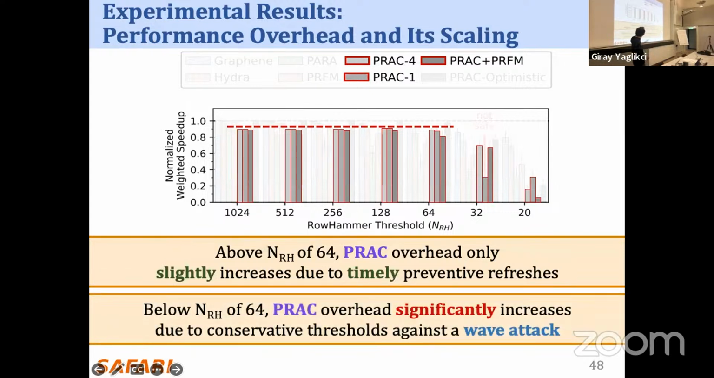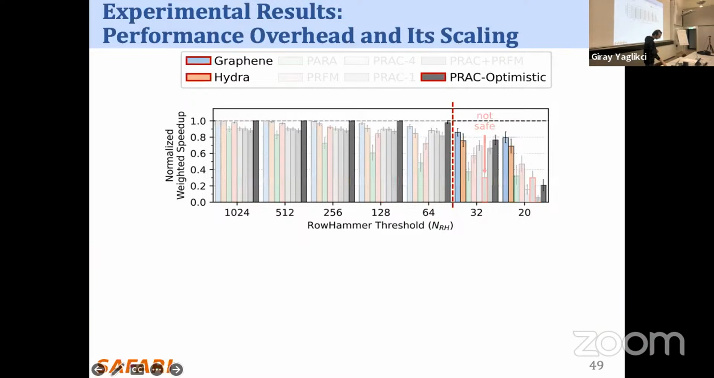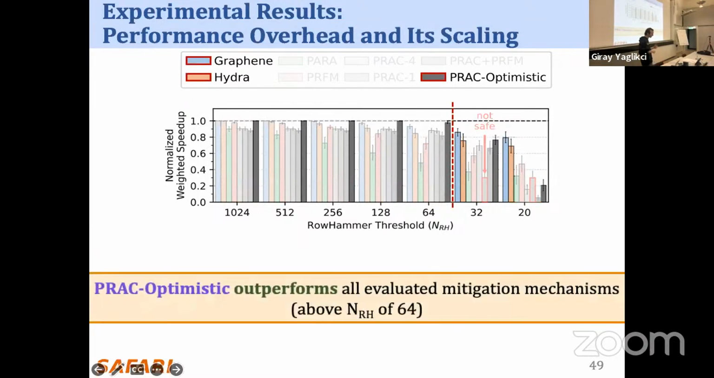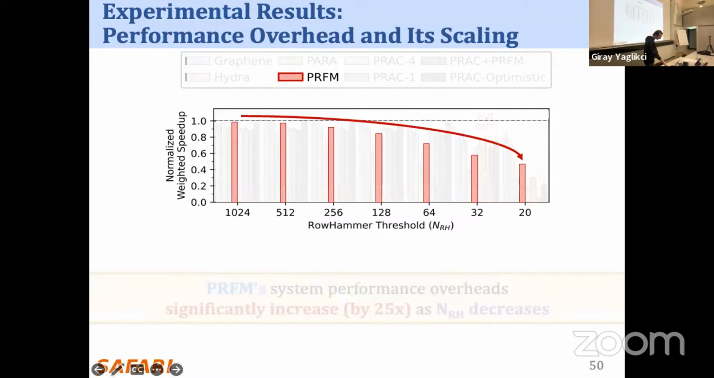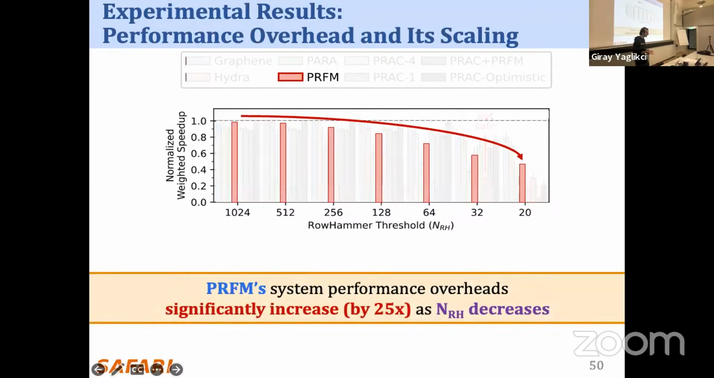We also see that as RowHammer thresholds decrease, PREC's overheads stay relatively constant, due to performing preventive refreshes, while once we go below the RowHammer threshold of 64, we see that PREC's performance decreases significantly. This is due to PREC being vulnerable to a wave attack and needing to be configured for very low trigger configurations. We also see that PREC optimistic outperforms all evaluated mechanisms up until RowHammer threshold of 64. However, after this point, due to being vulnerable to the wave attack, it does not perform better than these mechanisms. We also see that PRFM's system performance overhead significantly increases as NRH decreases.